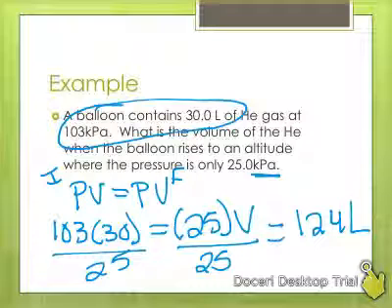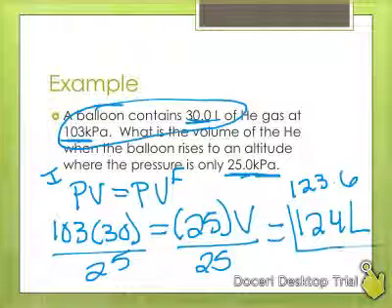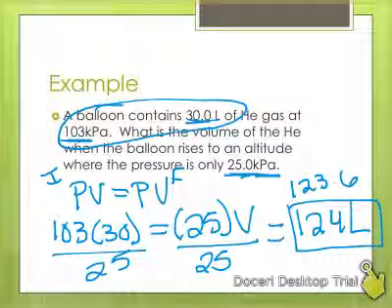Now, I'm pretty sure when you put this in your calculator, you're going to get an answer of 123.6. But 30 has 3 sig figs, 103 has 3 sig figs, 25 has 3 sig figs. So therefore, we had to round it to 3 significant figures. So that gives us 124. Not too bad. Easy math, right? Nothing like stoichiometry.